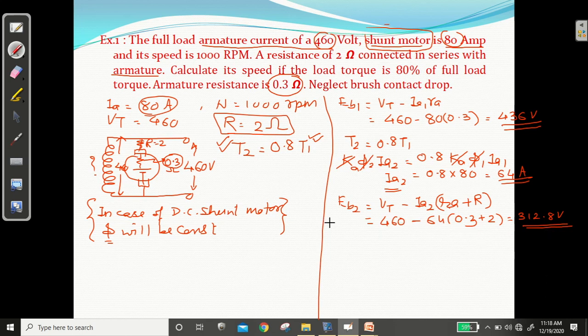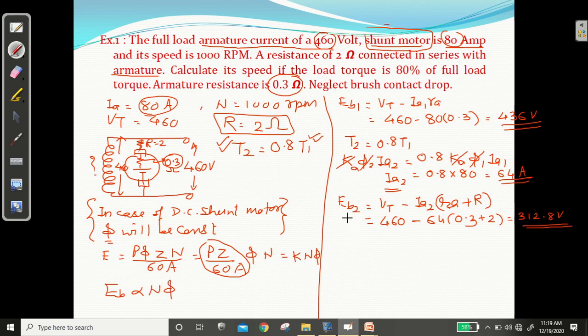Now we will use the EMF equation. What is the EMF equation? E equal to what? P phi Z N upon 60A. Here you can say P, number of poles, Z, number of conductors, 60, and A are the number of parallel paths. All are constants, into phi into N. So this is constant, equal to what? K N phi. So you can say EB is proportional to N phi. So we will use this formula.